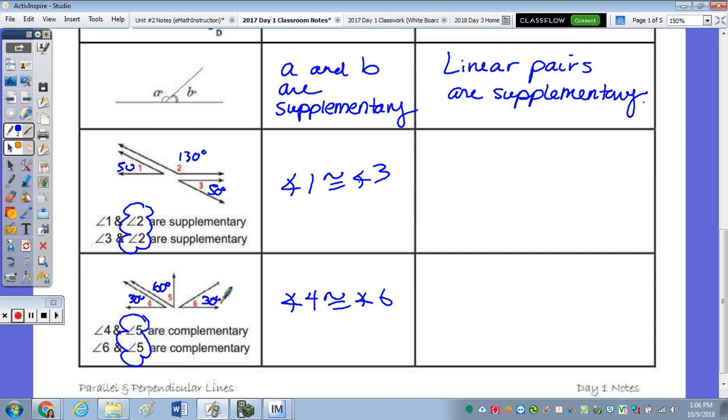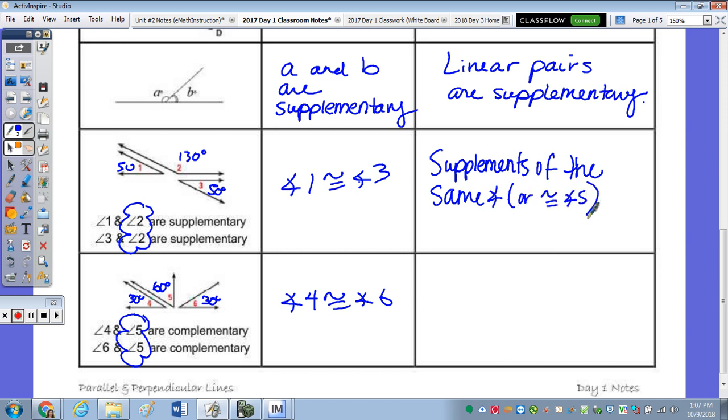So the response or the reason is that supplements of the same angle, or I'm going to put, or congruent angles, and you can always use symbols in proofs. If you have a symbol that can replace a word, I remember Jack Callahan a few years ago was trying to find a symbol for every word. If there's a symbol that can replace a word, you can use it. So supplements of the same angle or congruent angles are congruent.